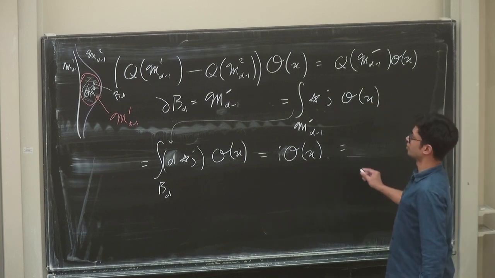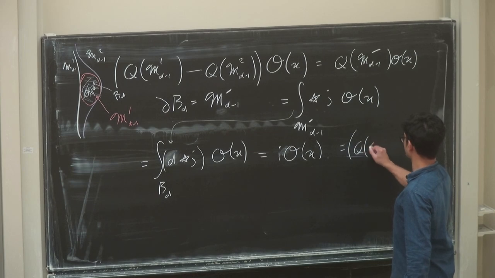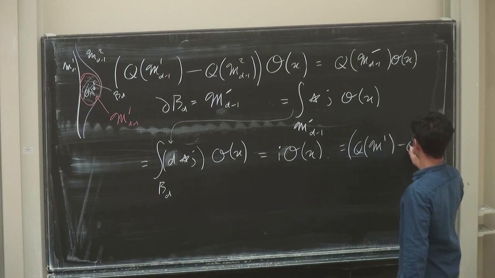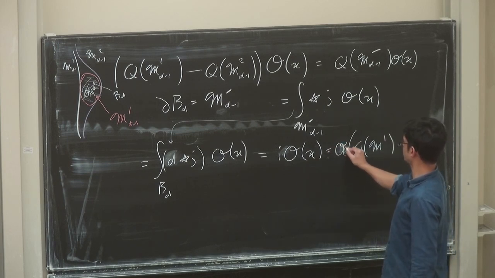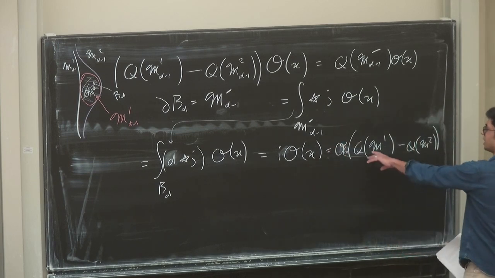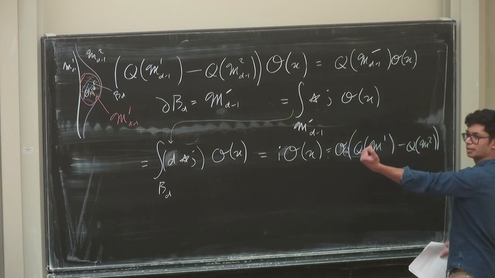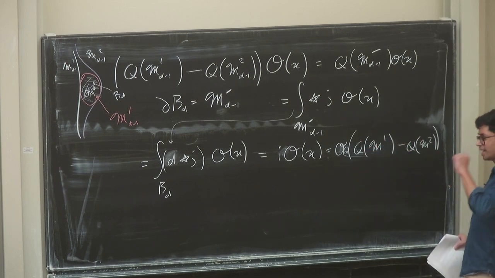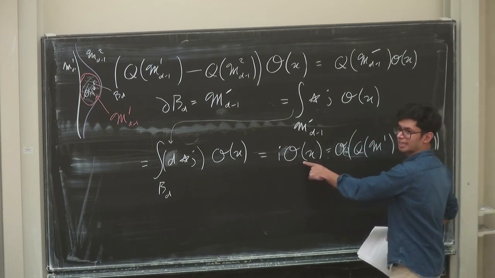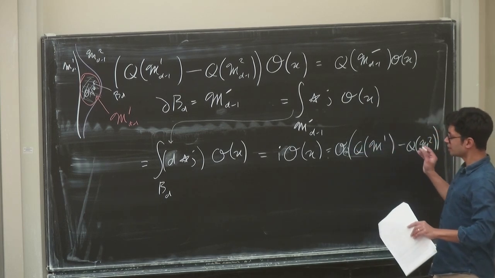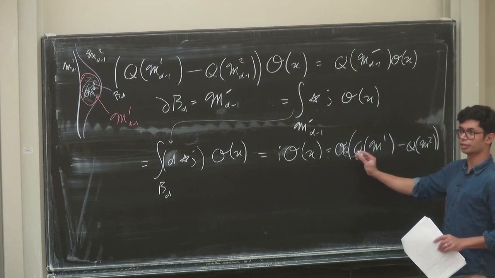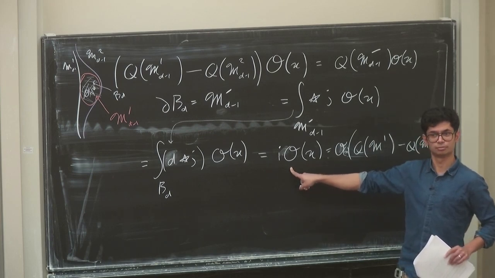So let's remember where I started. I started by saying I have Q of M1 minus Q of M2 in the presence of O of x. What this is saying is if I drag Q of M1 through Q of M2 and I hit O, I get O on the left-hand side. So this tells you that it is not topological in the presence of the operator O.